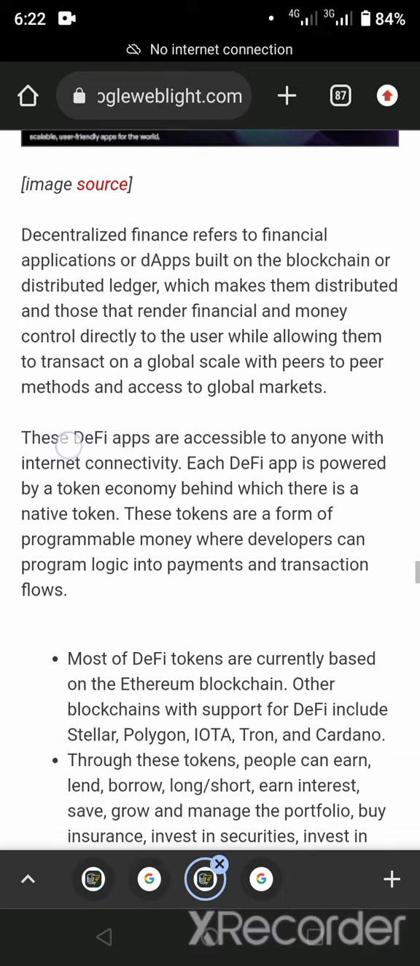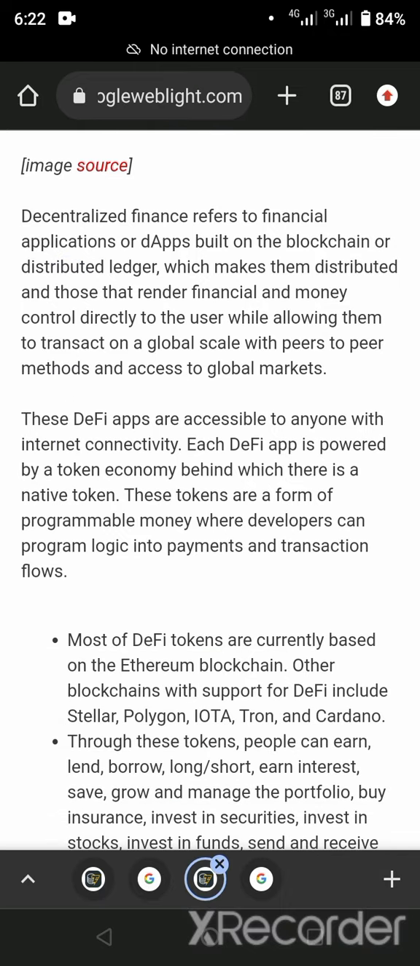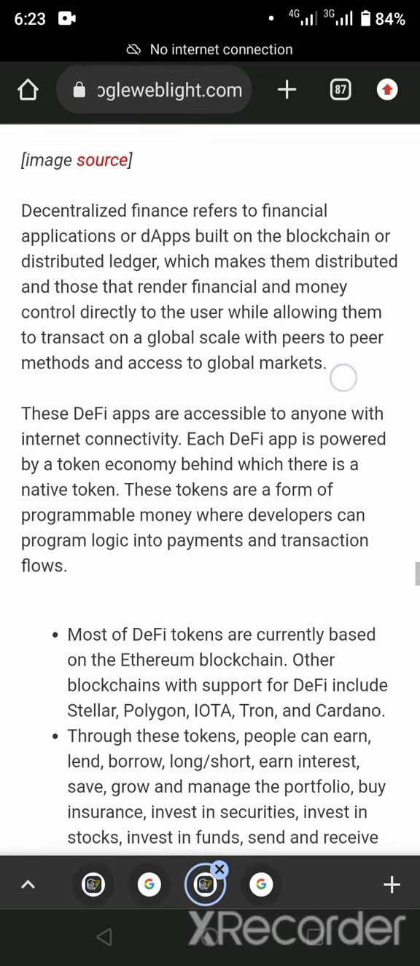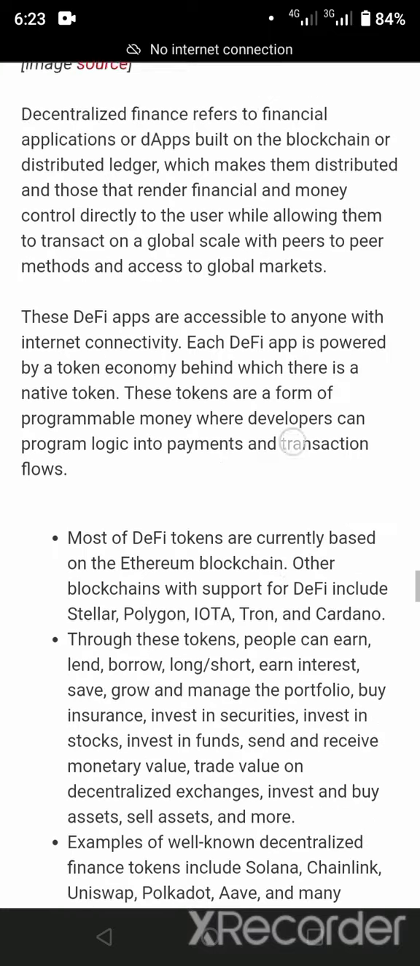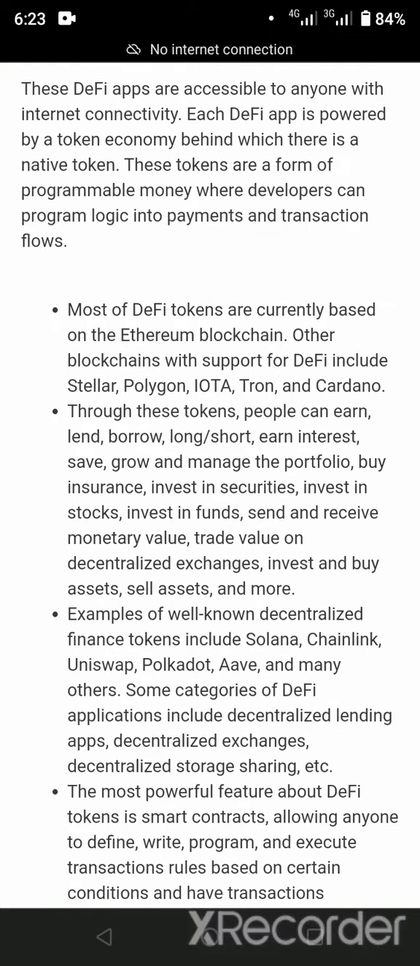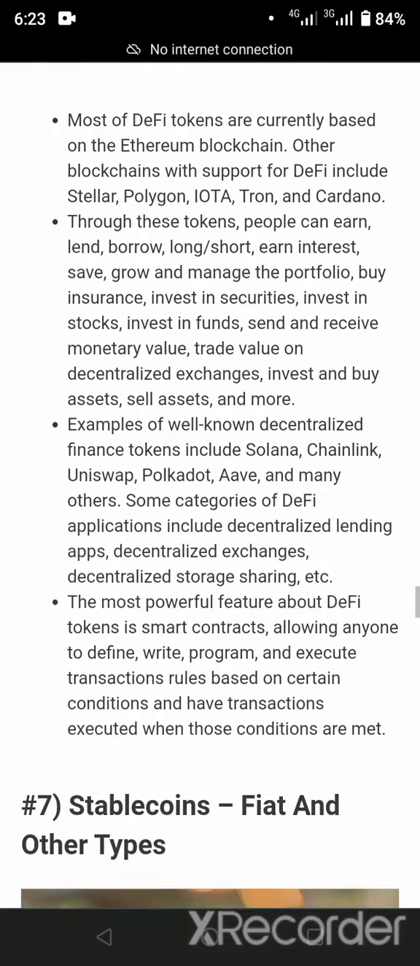It says decentralized finance refers to financial applications or DApps built on the blockchain or distributed ledger, which makes them distributed, and those that render financial and money control directly to the users, while allowing them to transact on a global scale with peer-to-peer methods and access to global markets. Yeah, this is what I'm looking for.